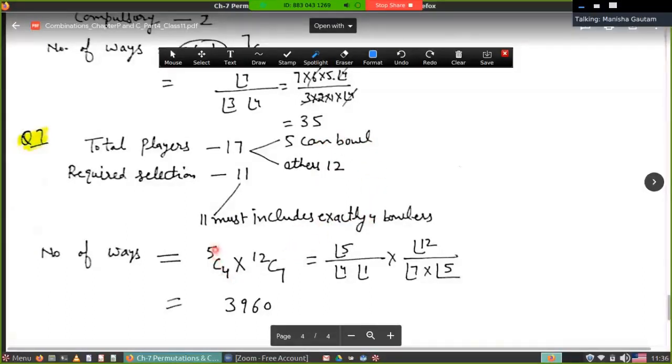It means what? 5C4. Any 4 you can select out of 5. If 4 are selected, a total of 11 are required. It means what? How many are left? 7 are left. And out of 5 you have selected 4. 17 minus 5, only 12 are left here. Out of 12 you have to select 7. 12C7. Solve the combination of these two and you will get 3960.